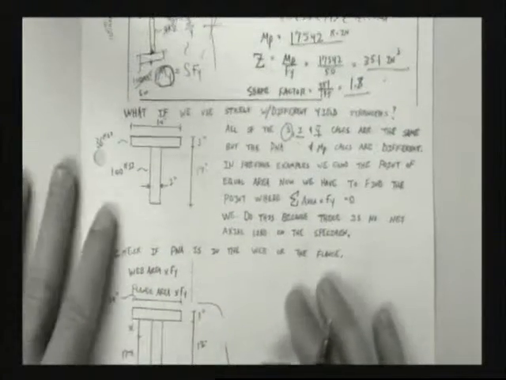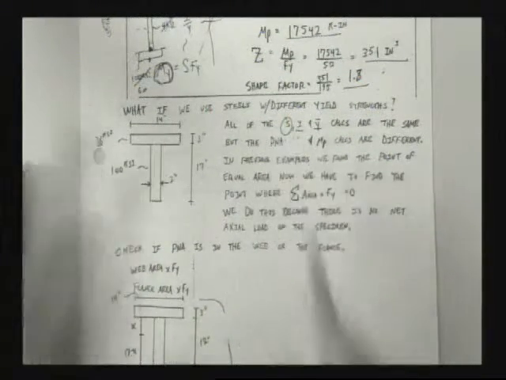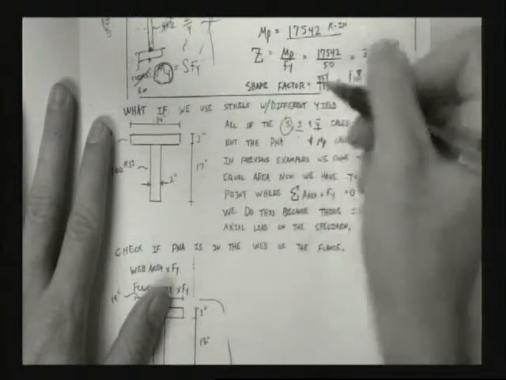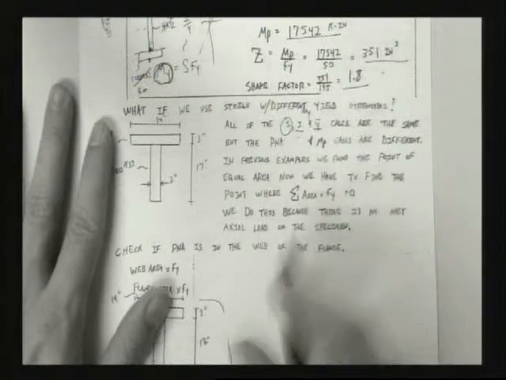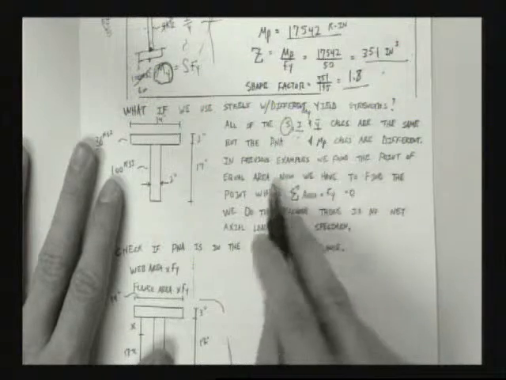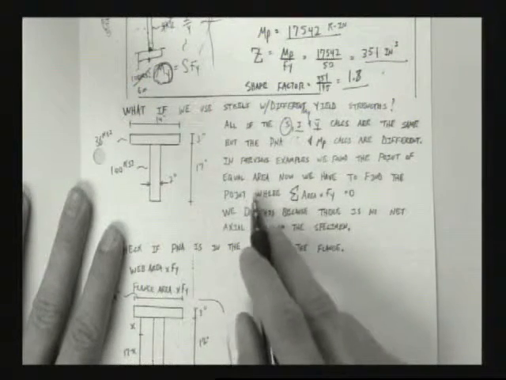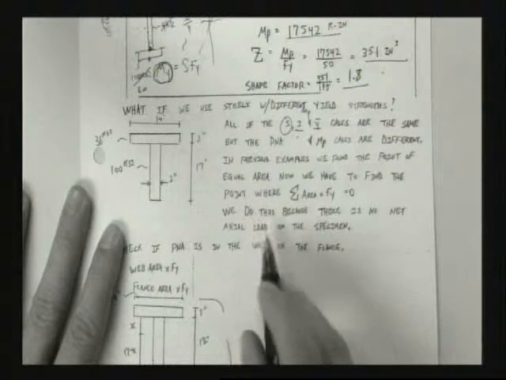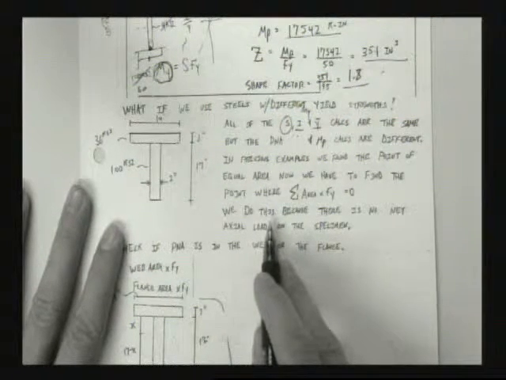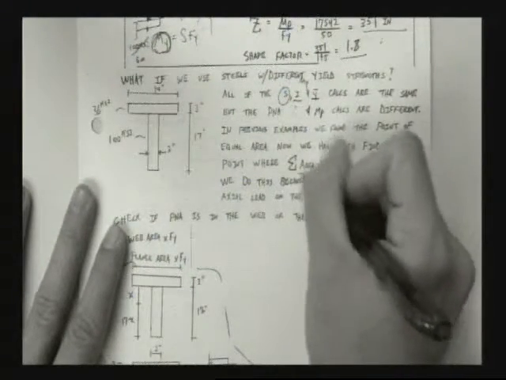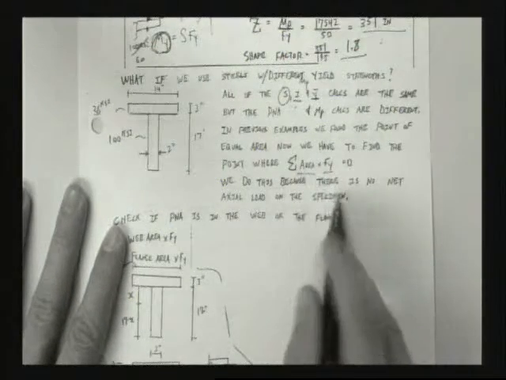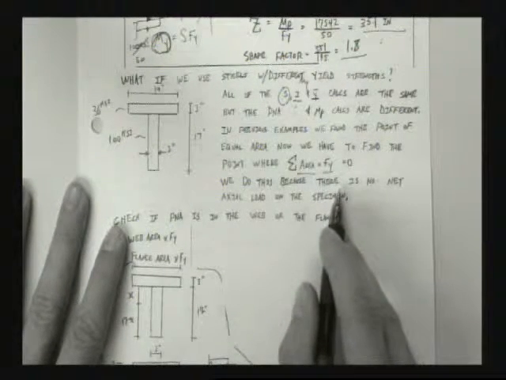So, onward we go. The I and the Y are the same. The S is different. M sub y, we talked about how to do that. But the plastic neutral axis and M sub p calcs are totally different. In the previous examples, we found the point of equal area. Now we have to find the point of equal load. The summation of the areas times the yield strengths has to be equal to 0.